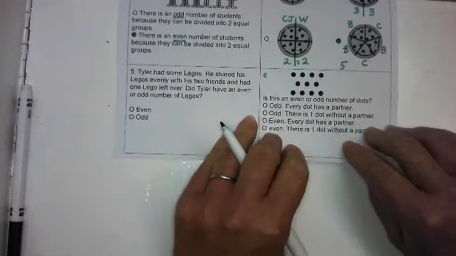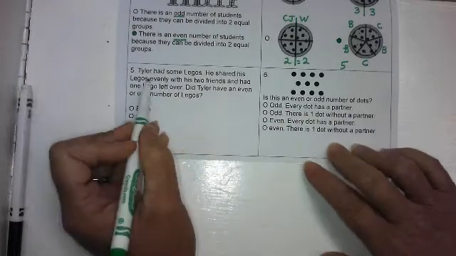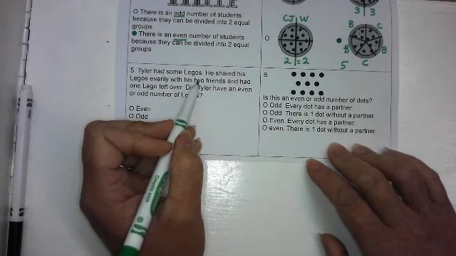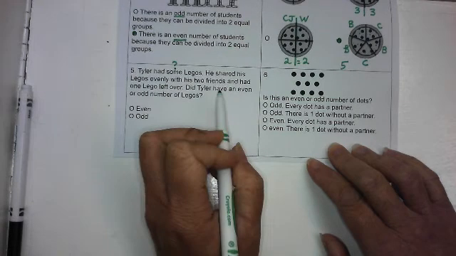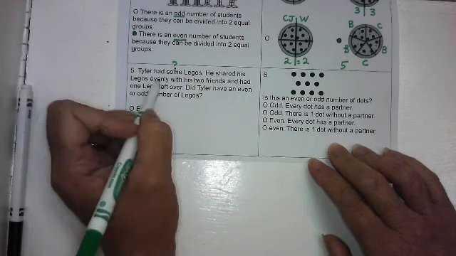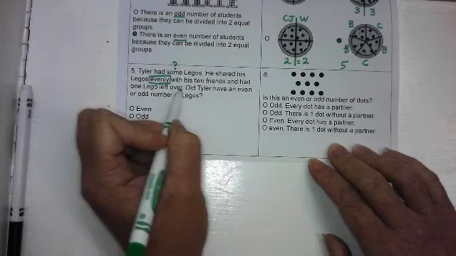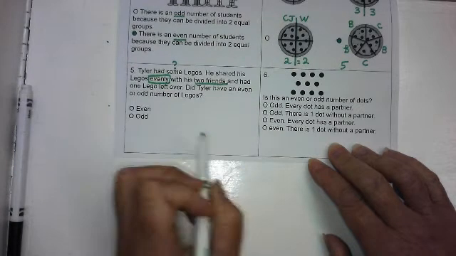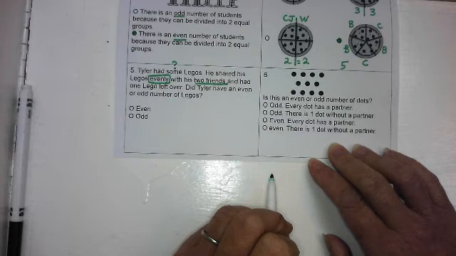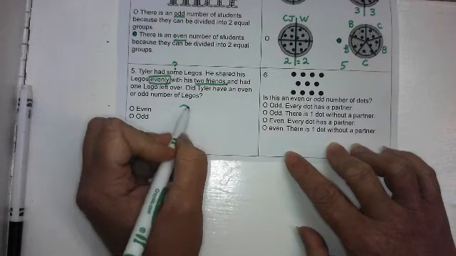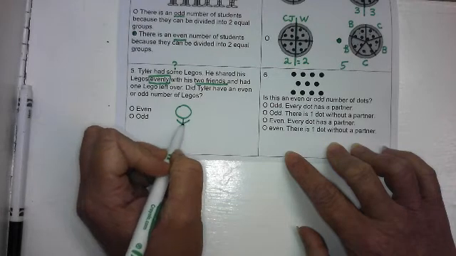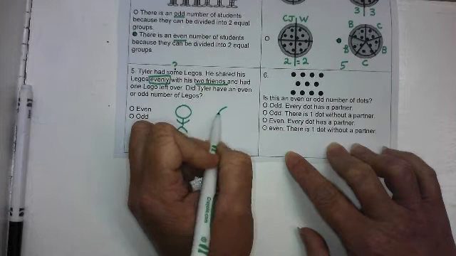Number 5. Tyler had some Legos. Some means we don't know how many. He shared his Legos evenly, oh that looks important, with 2 friends and had 1 Lego left over. Did Tyler have an even or odd number of Legos? All right, let's say here's one of his friends. And here's a friend.